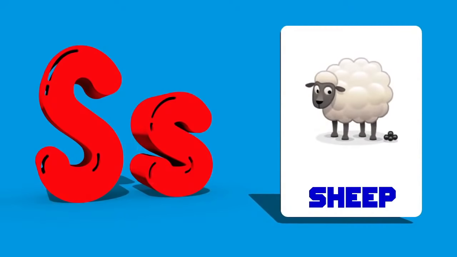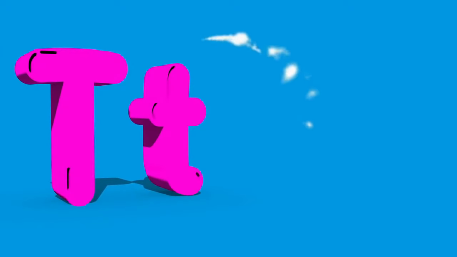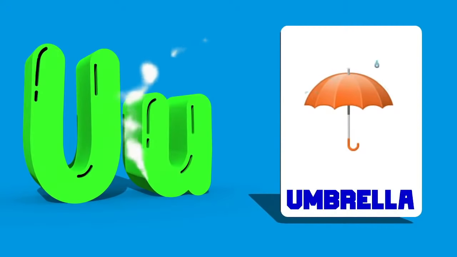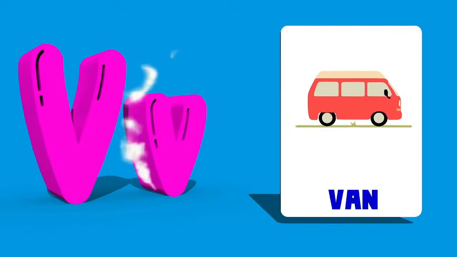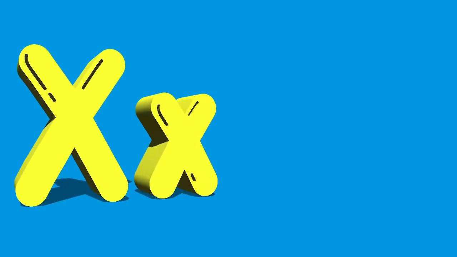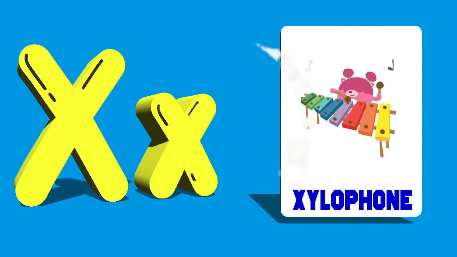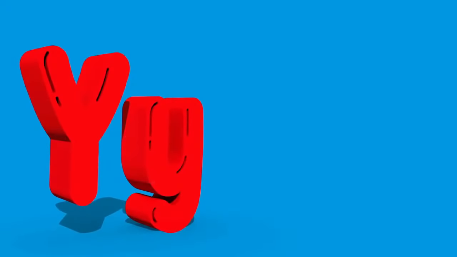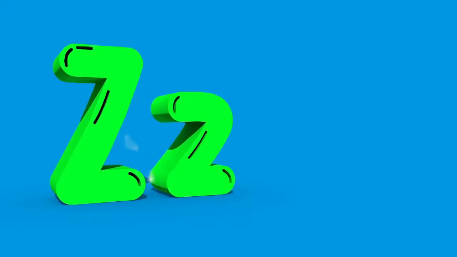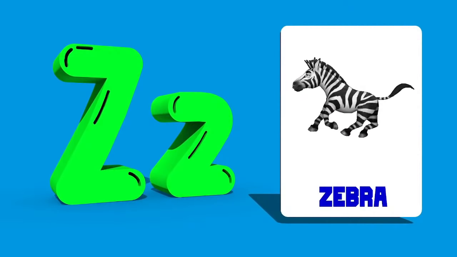S for sheep. T for tomato. U for umbrella. V for van. W for window. X for xylophone. Y for yolk. Z for zebra.